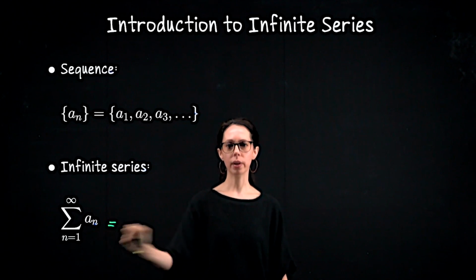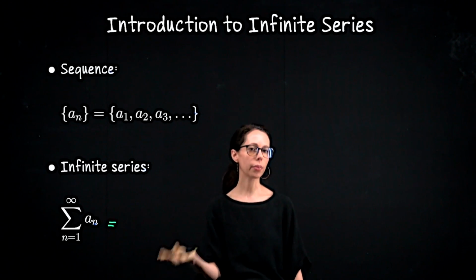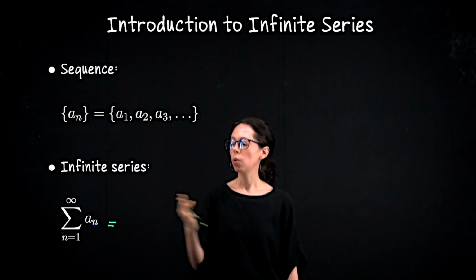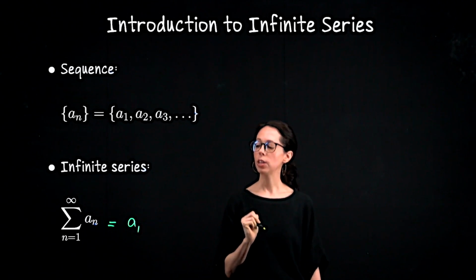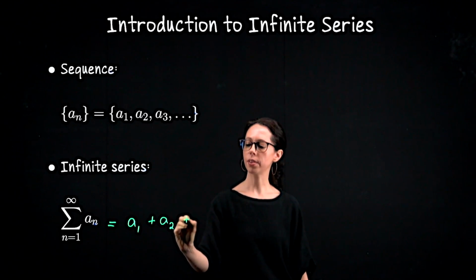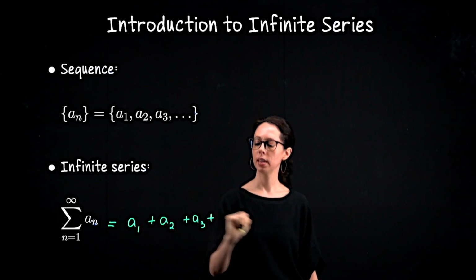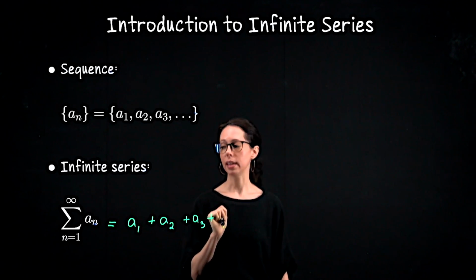So we start with the lower index. In this case, it's n equals 1, but that's not obligatory. It could be n equals 0. That's pretty common. It could be n equals 2. Wherever you start, that's the first term in your sum. You add to that the second term in your sum, then the third term in your sum, and you keep adding terms until you get to this upper index.